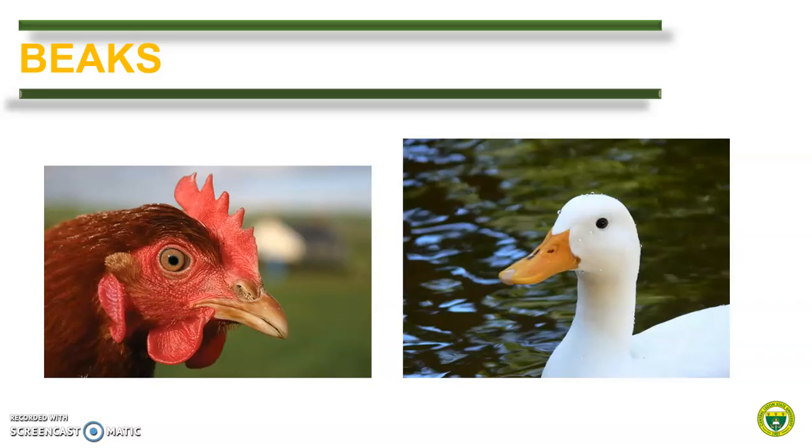Gallinaceous birds, like in the chicken, have pointed beaks, while Anseriformes, like in the case of ducks, have flattened, spoon-shaped beak that is somewhat more flexible and is adapted for straining through water for foodstuff. Next, we move to the palate. This is the roof of the oral cavity.